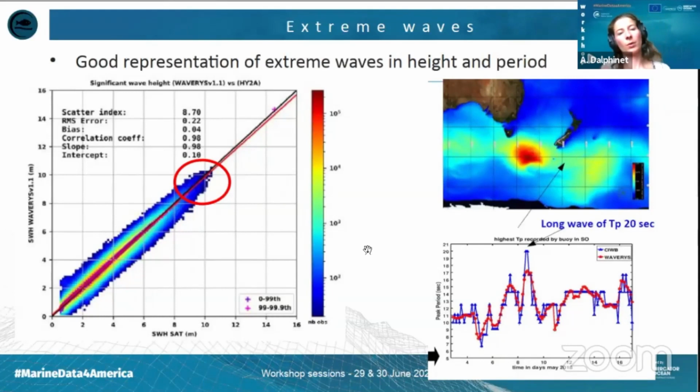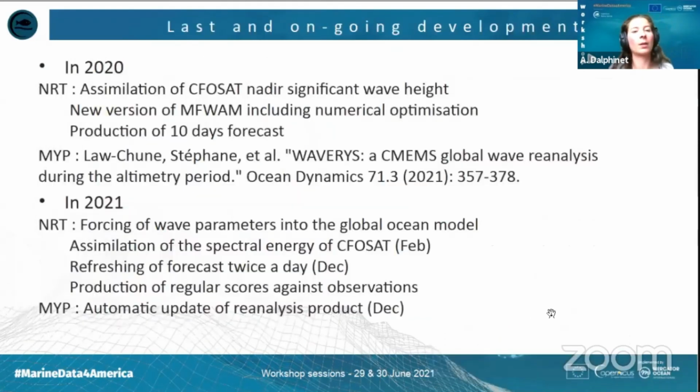And we have also compared with buoy data. This is an example here in the Austral Ocean. During the maximum record of the buoy, we have seen that there is an underestimation of the period and significant wave height, but the Waveries remain quite well correlated with the observation.